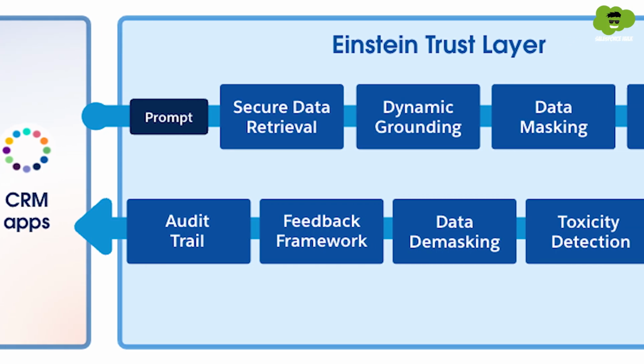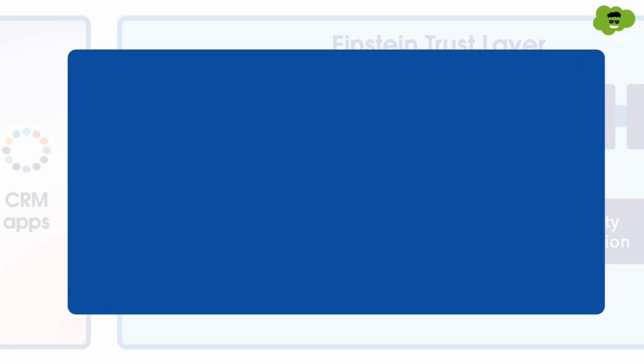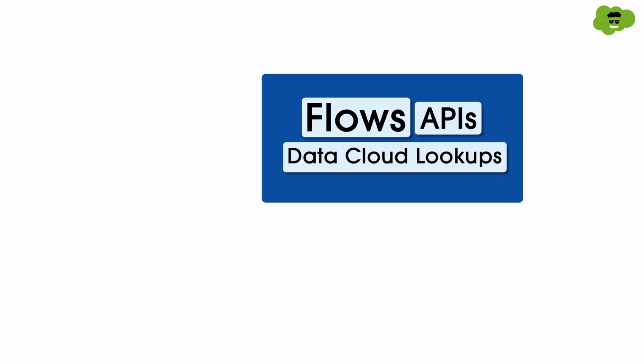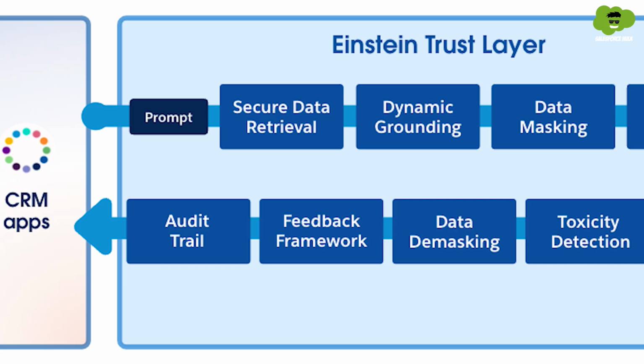Then comes a more dynamic grounding where the trust layer invokes flows, data cloud lookups, or even APIs to fetch related information from external sources. This is where permission sets and user-level access control play a critical role. Einstein does not blindly fetch data from Salesforce. Instead, it respects the user's profile and their assigned permission sets. If a user does not have permission to view a specific field or record, that data is never grounded into the prompt, even if it exists in Salesforce.